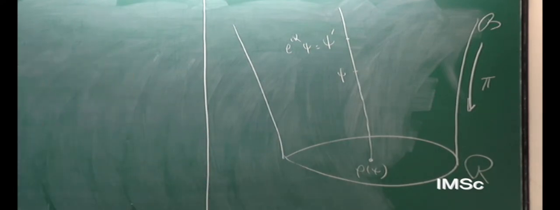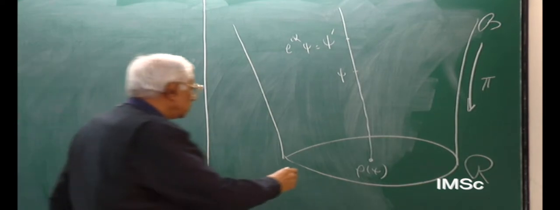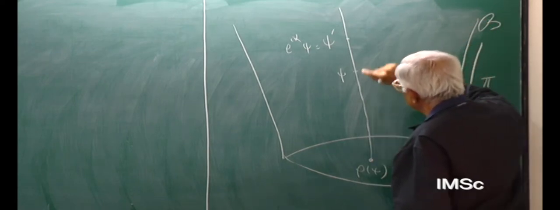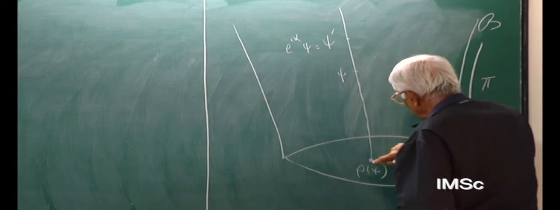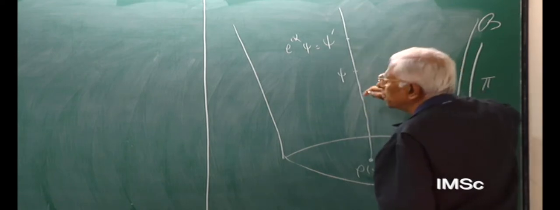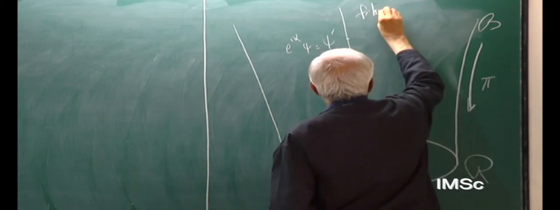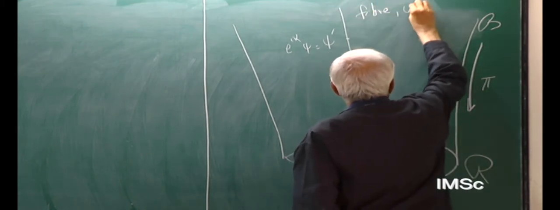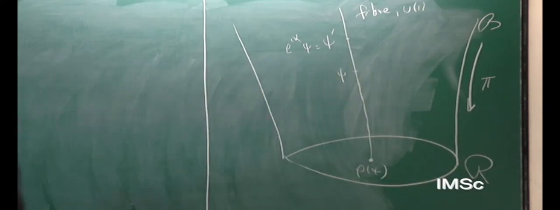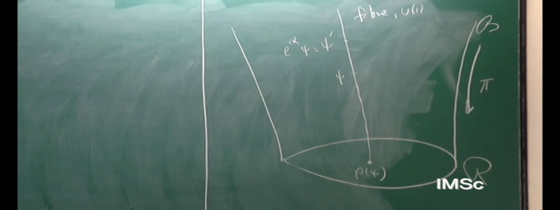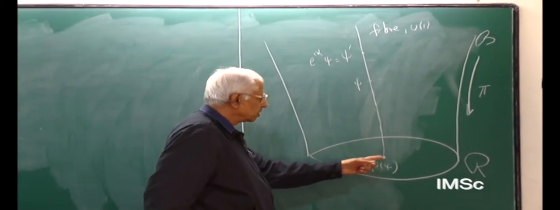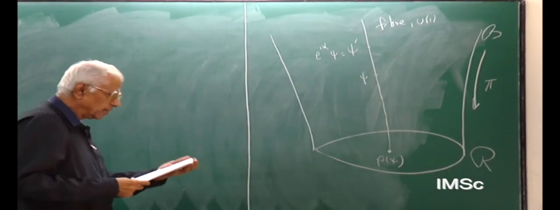So we say in this picture that this is a base, this is the full space, and all the vectors, unit vectors psi, which project onto a common image, they form a one-dimensional fiber. Many of you may know these terms, but for some it may be new. So it is a one-dimensional or a U(1) fiber. So a fiber is something which is sitting on top of a point in the base or in the ray space.